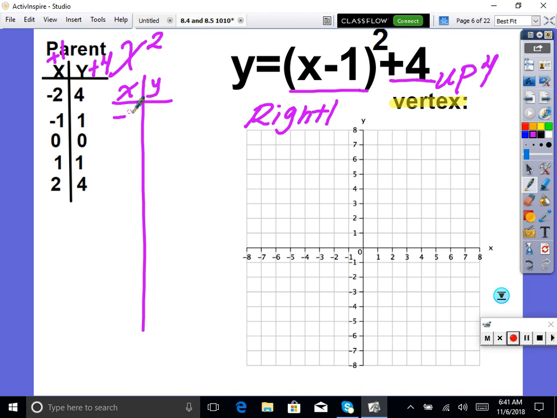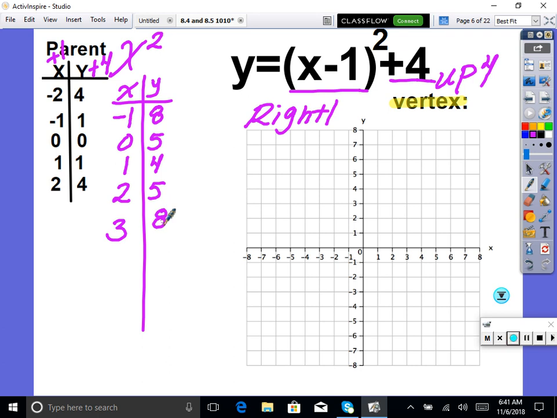Negative 2 plus 1 is negative 1. Negative 1 plus 1 is 0. 0 plus 1 is 1. 1 plus 1 is 2. 2 plus 1 is 3. Then 4 plus 4 is 8. 1 plus 4 is 5. 0 plus 4 is 4. Then it would be the same pattern, right? 5, 8. Is it symmetry?